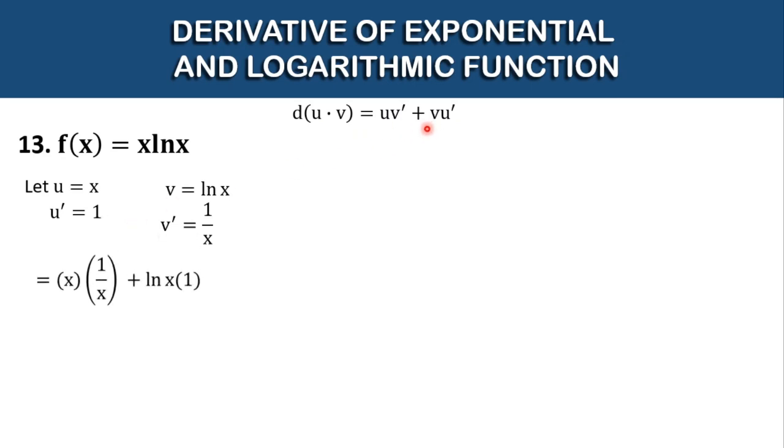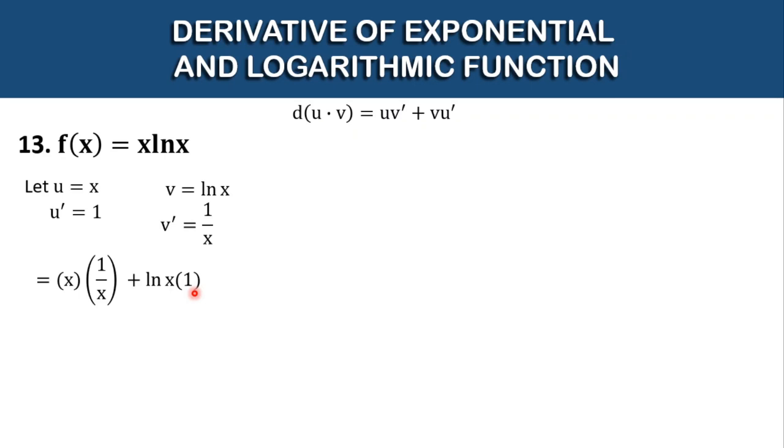So u dv or the u v prime plus vu prime is this. So yung u natin, x. So ito yung u. Times the derivative of v. The derivative of v is 1 over x. So ito siya. Plus, ang v natin is ln x. So we have ln x here. Times the derivative of u. So yung u prime natin is equal to 1.